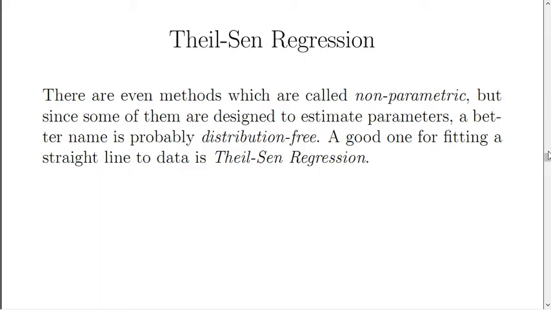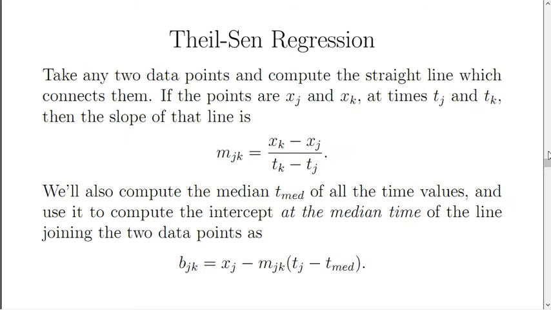A good one for fitting a straight line to data is something called Theil-Sen regression. If we take any two data points, we can compute a straight line between them. If the data points are x sub j and x sub k, occurring at times t sub j and t sub k, the slope of that line is just the ratio between the data difference and the time difference.